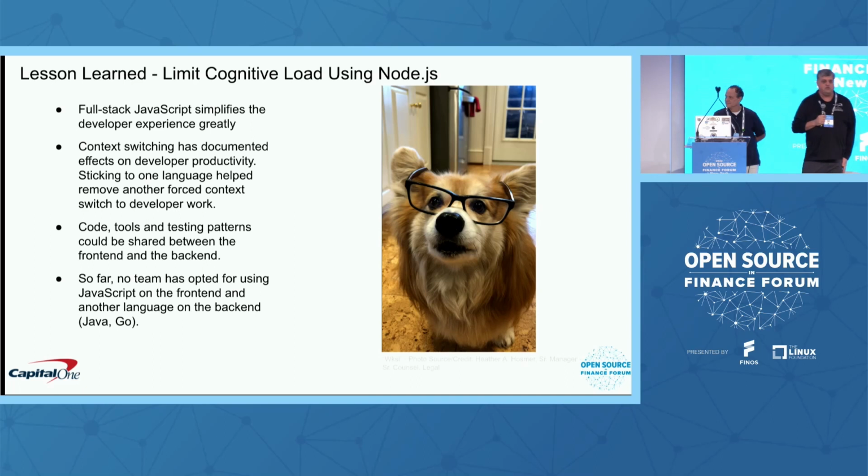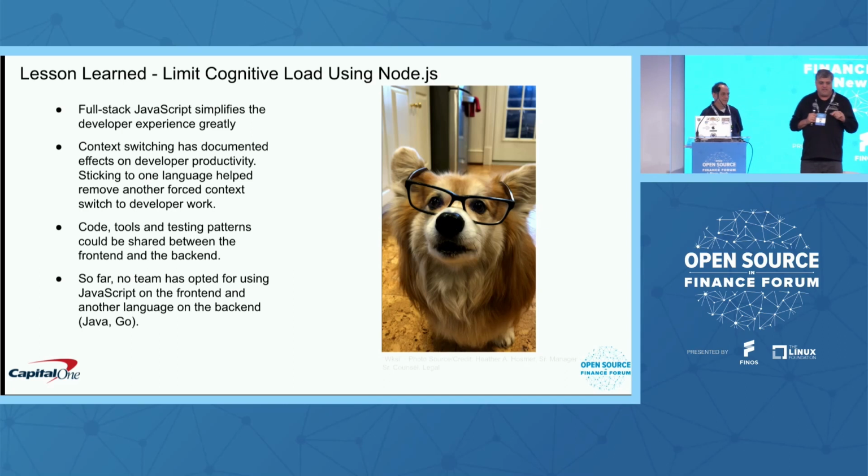One of the lessons learned, as Noah mentioned, was having one language through our stack. Being full stack JavaScript simplifies our developer experience greatly and avoids that context switching that decreases developer productivity. Other applications in our ecosystem will have an Angular front end and then a Java back end or a Java middleware. We said we're just going to be Node all the way through.